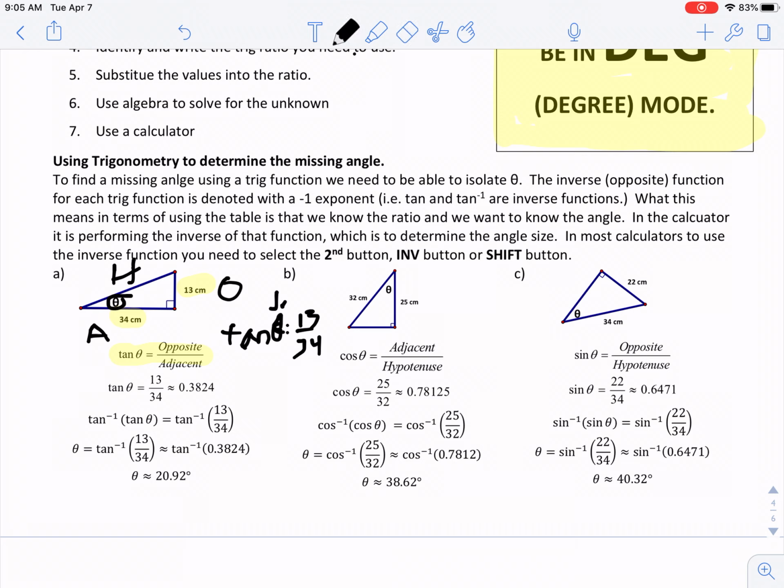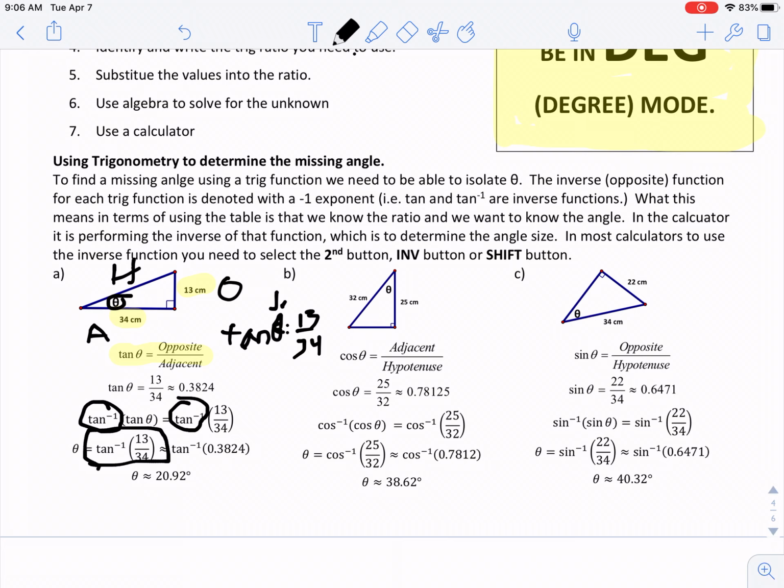So what we do instead is we do what they do right here. We say tangent to the -1 or inverse tangent. All right, that moves the tangent over here, and we get this line right here.